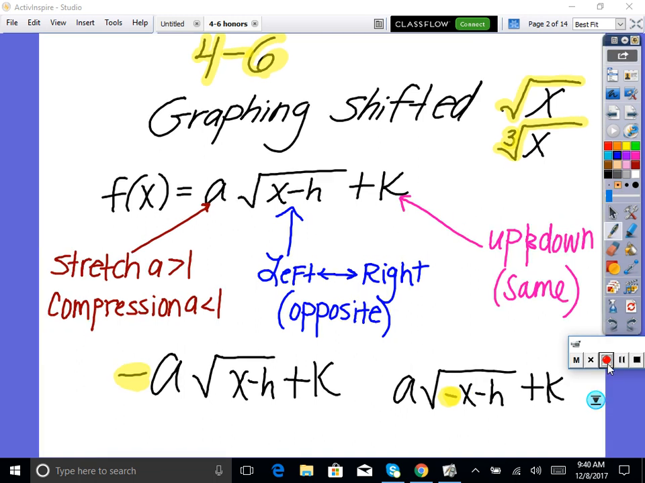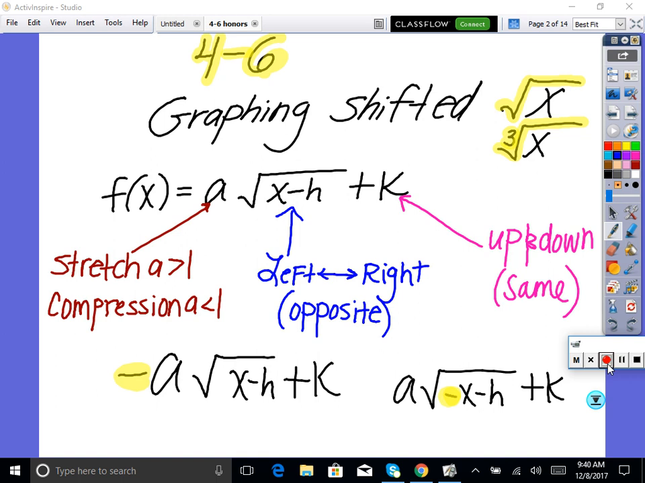Here we go. So we're going to be graphing radicals. All right, we're going to be graphing radical equations. The nice thing is we're going to be graphing shifted radical equations, which we already know how to do all this stuff. This lesson took me 20 minutes last hour. So let's focus and go through it here.